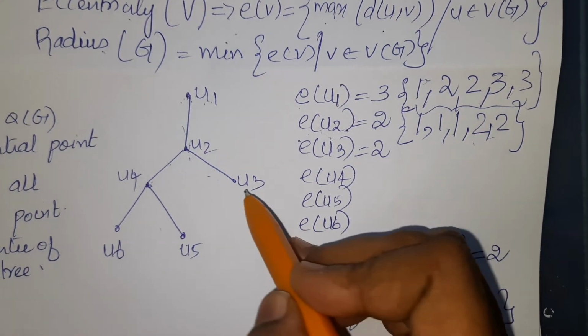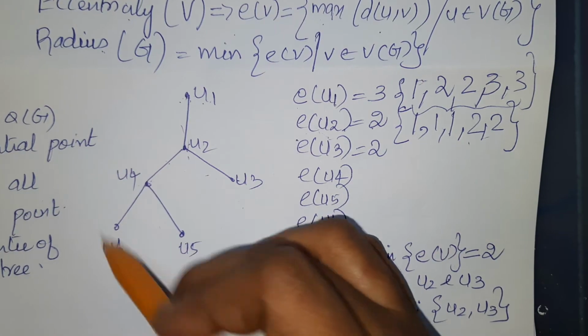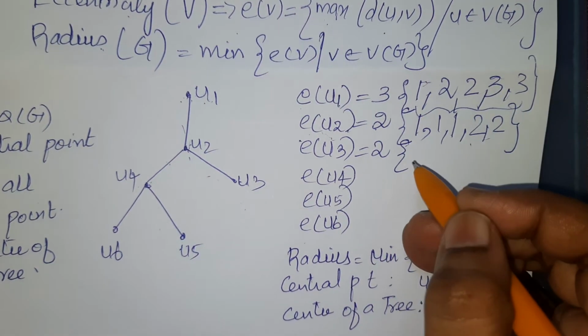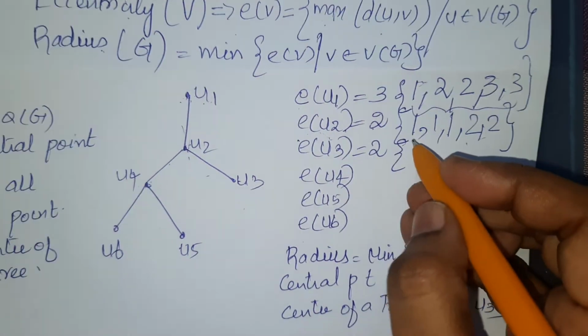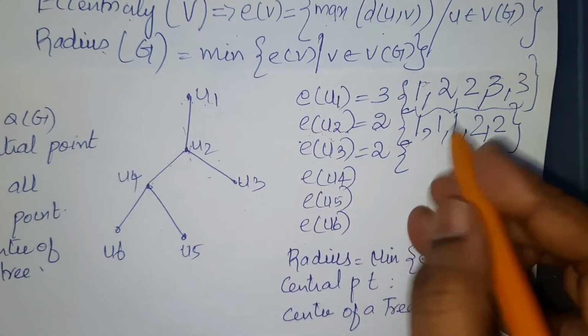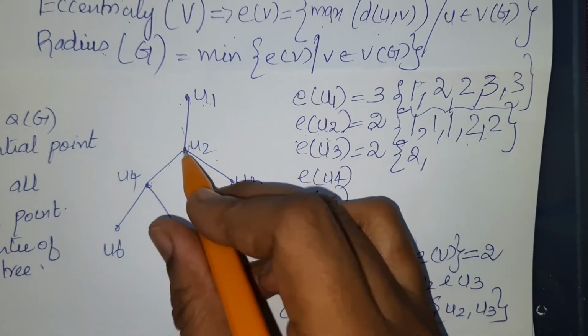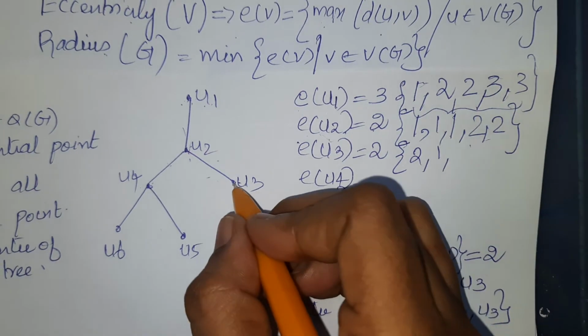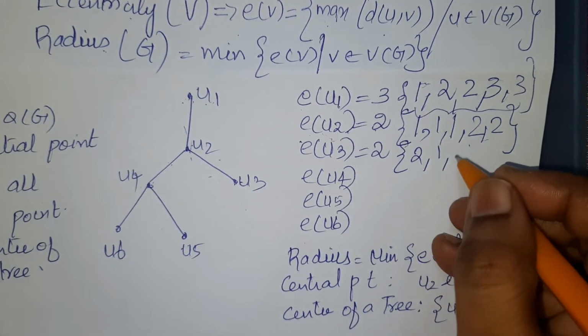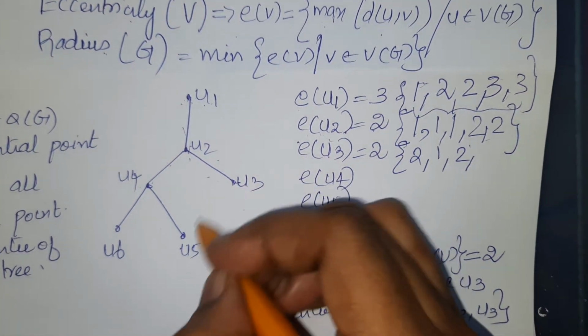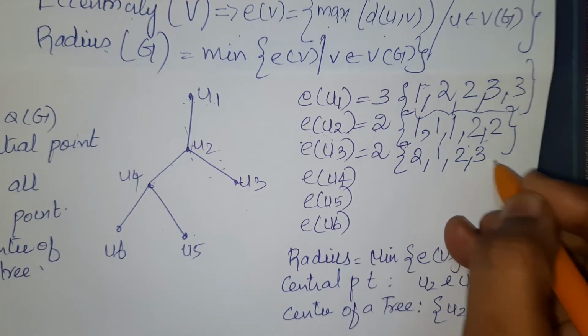Like this, from U3 to all the other vertices. U3 to U1, how many edges do we have? 2 edges. U3 to U2, we have 1 edge. U3 to U4, we have 2 edges. U3 to U5, we have 3 edges.